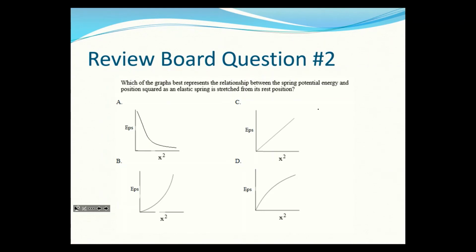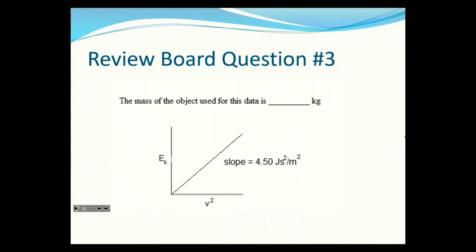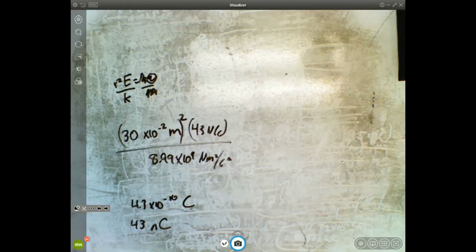So I'm talking about spring potential energy. E_PS equals 1/2 kx squared. So it does look like it does in the formula because those x's are squared, so that'll get us a straight line graph. Okay, and then the mass of the object used for this data is, so let's switch over screens here.